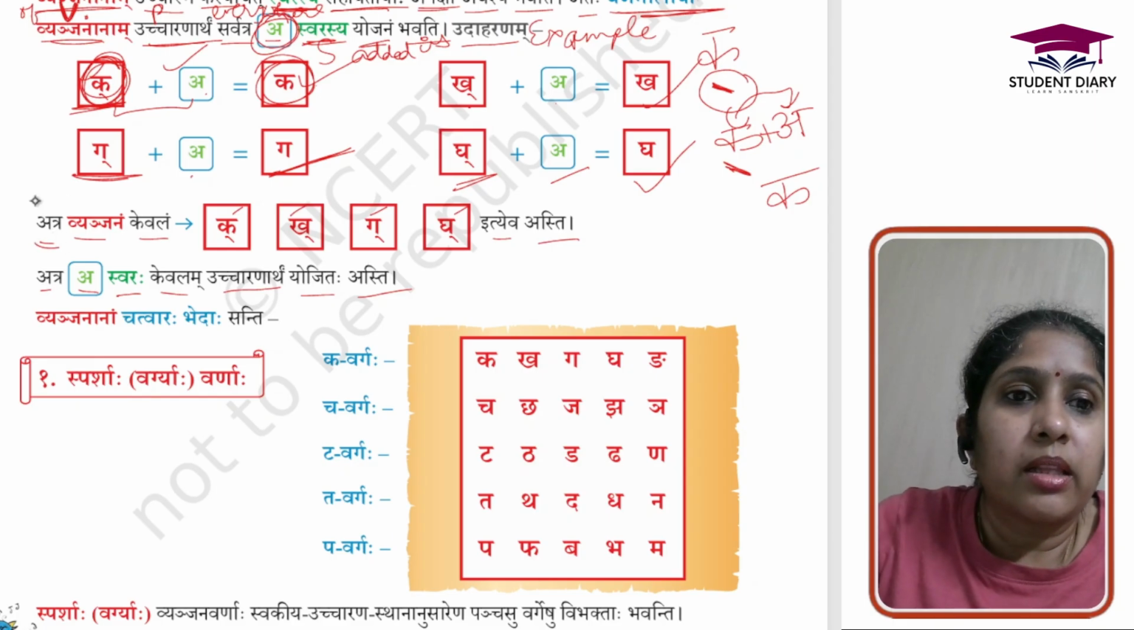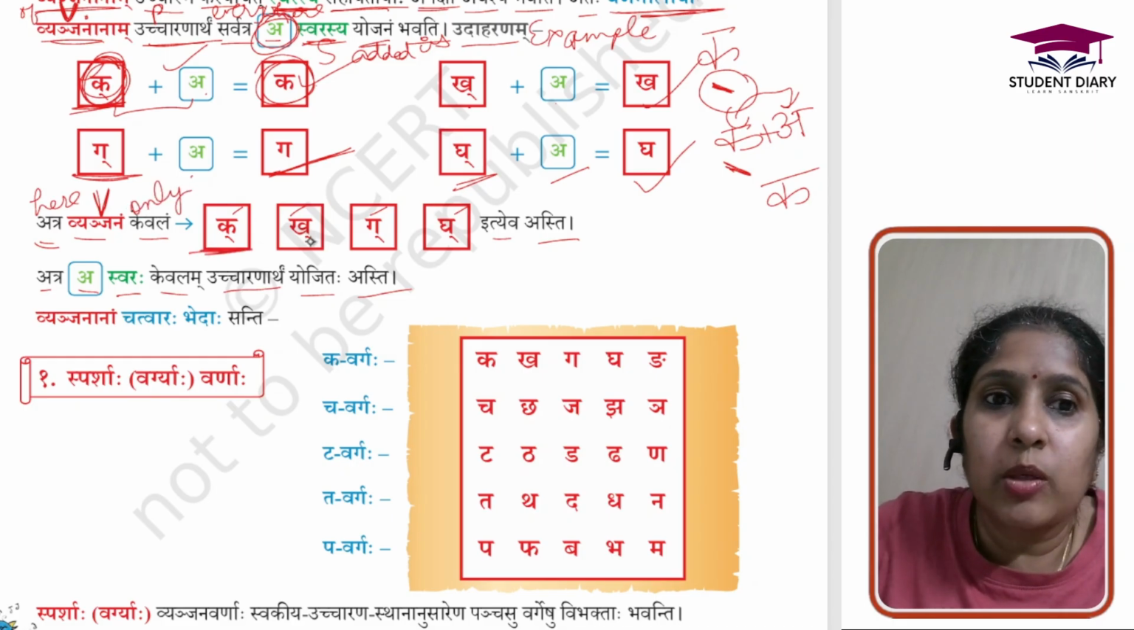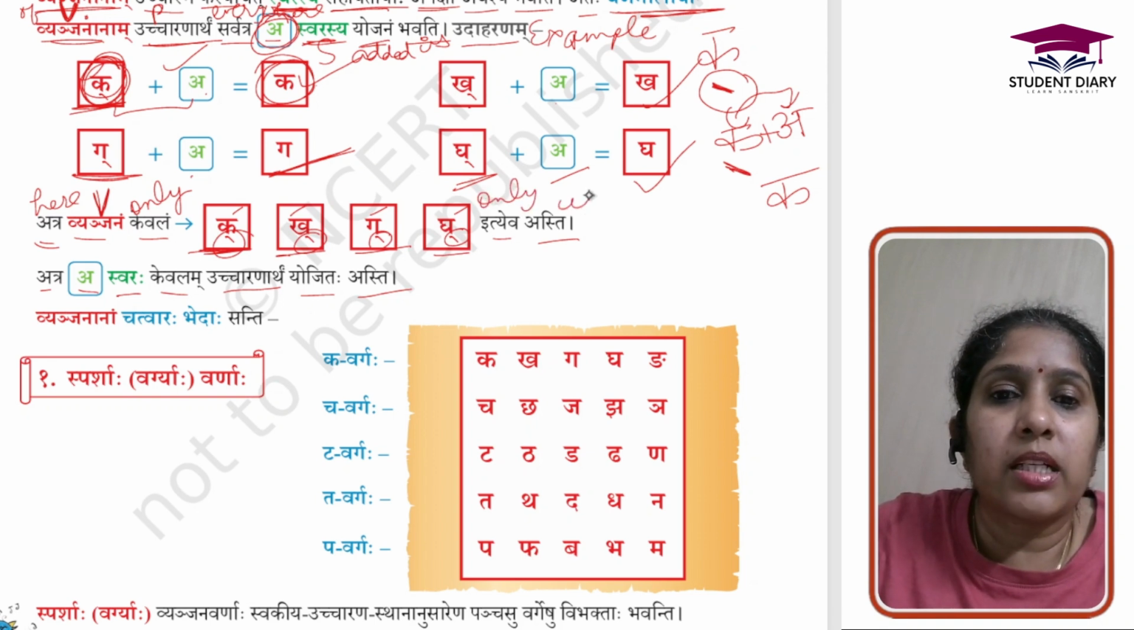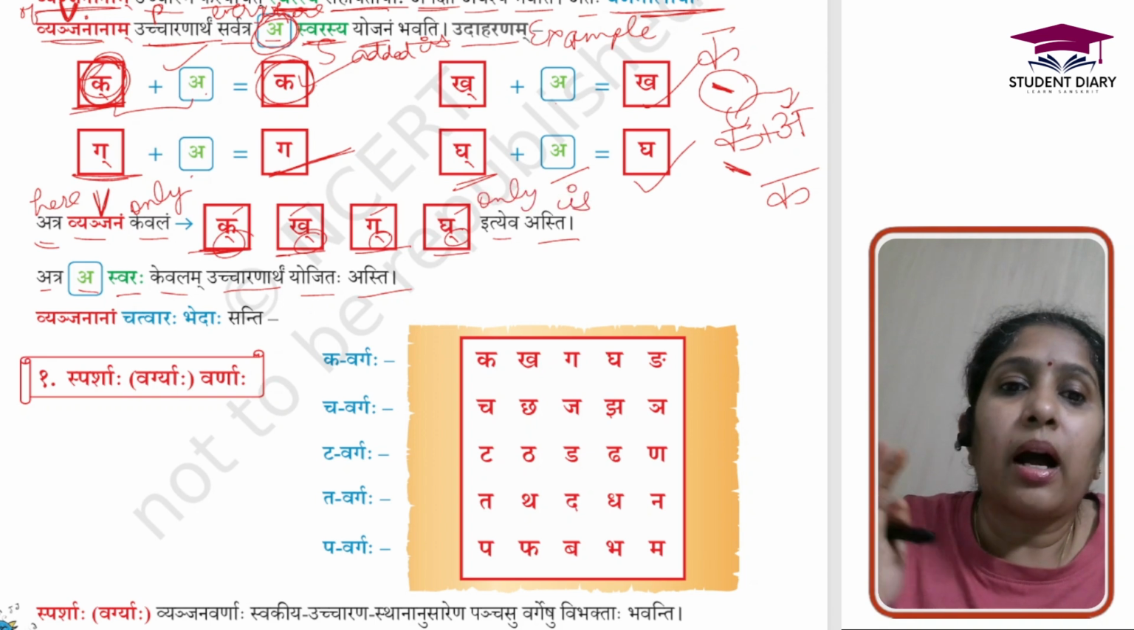So that's what they are saying. Atra means here. Vyanjanam means the vyanjan, the consonant. Kevalam means only. So that's what I was telling, that this is this only. Ka, kha, ga, gha with a halant. Right? So they are only the vyanjan. Iti means only and asti means is. These only are the vyanjan.